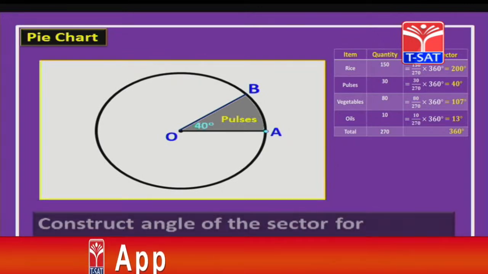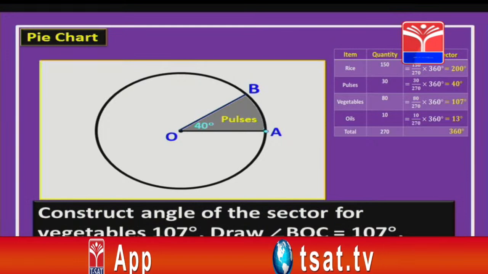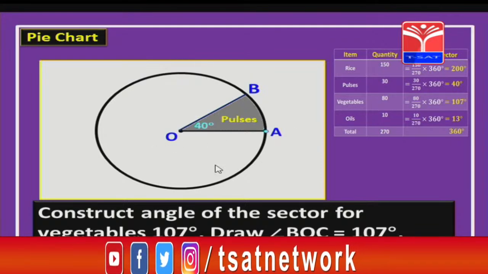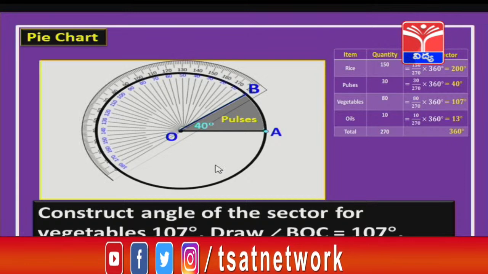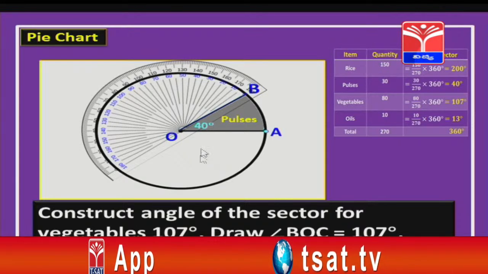Now, in the next step, we are going to draw an angle of 107 degrees for vegetables. So, your next is vegetables, 107 degrees, right children. For 107 degrees we are going to draw another sector. Now, place the protractor exactly on OB, the horizontal line should coincide with OB, and the center of the protractor should coincide with the center of the circle.